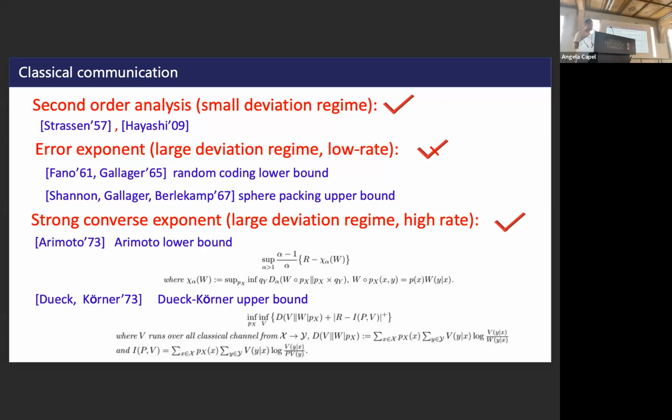For the strong converse exponent, we focus on the exponential decreasing rate of the maximal success probability when the transmission rate is larger than the channel capacity. Arimoto derived a lower bound for the strong converse exponent. Dueck and Körner used the method of types to derive an upper bound. Although these two bounds look very different, it turns out that they are equivalent to each other. So we have a good understanding of the strong converse exponent as well.